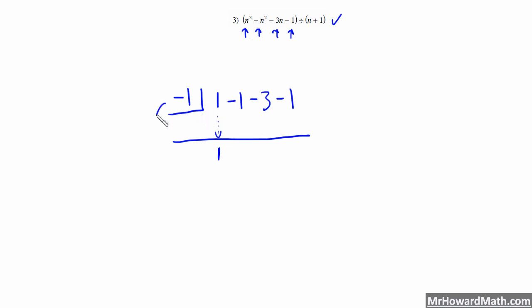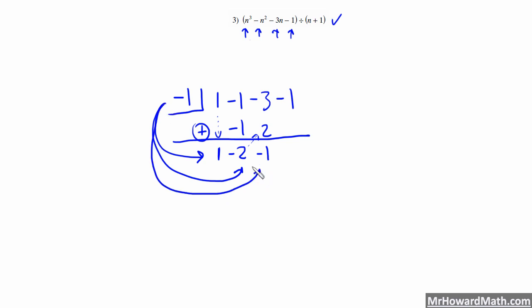Okay, now we multiply. -1 times 1 is -1. We're adding these. So -1 plus -1 is -2. Now we multiply here. -1 times -2 gives us +2. -3 plus 2 is -1. Now we multiply that. So -1 times -1 is a +1. So that's going right there. -1 plus 1 is 0. So we're done. Our remainder is 0. We don't have any more coefficients or constants up here to bring down.